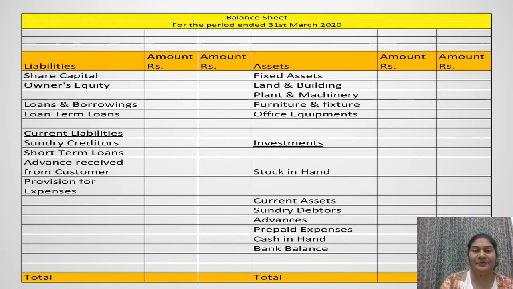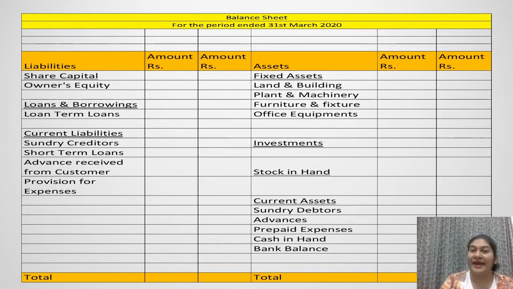So I have plotted some examples of current liabilities like sundry creditors, short-term loans, advance received from your customers. This is also your liability. The customer has paid you advance before you giving him the material or goods or whatever was your agreement. The customer has paid you in advance, so that is your liability.